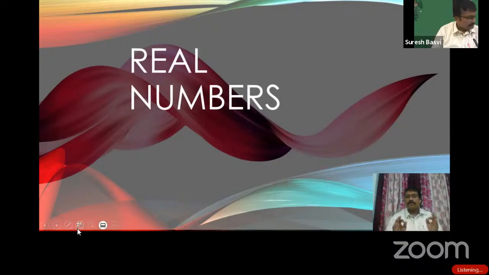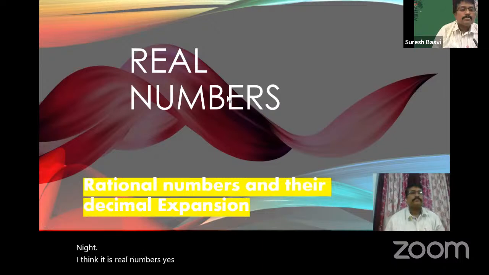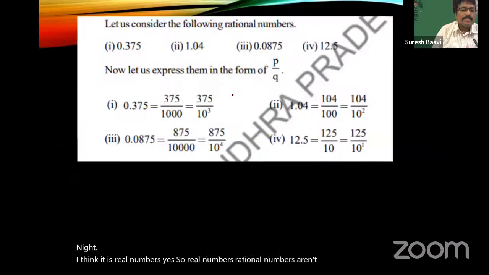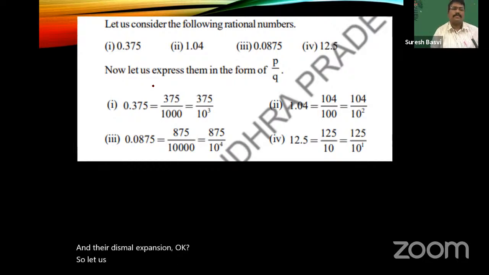Right. I think it is real numbers. Yes, so real numbers, rational numbers and their decimal expansion. So let us consider the following rational numbers.